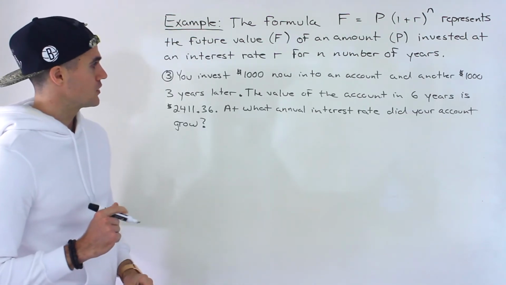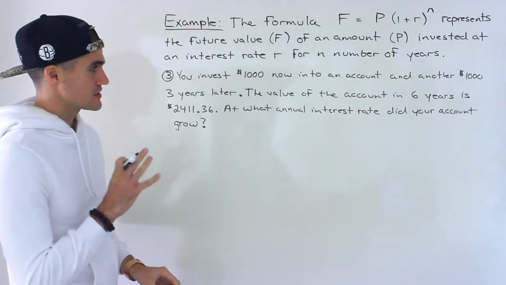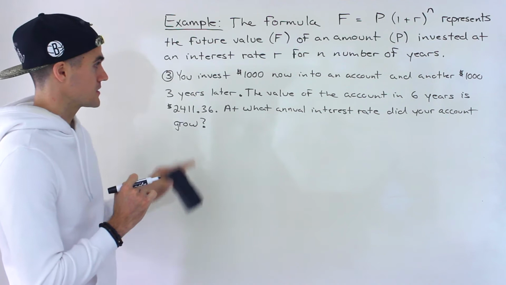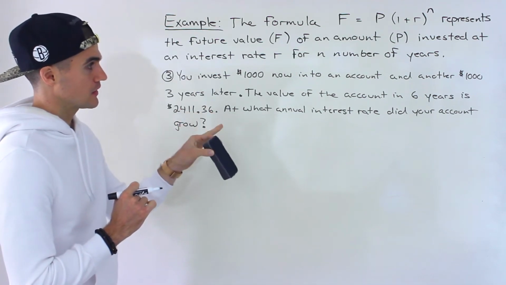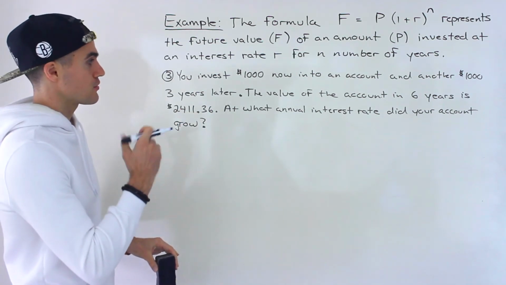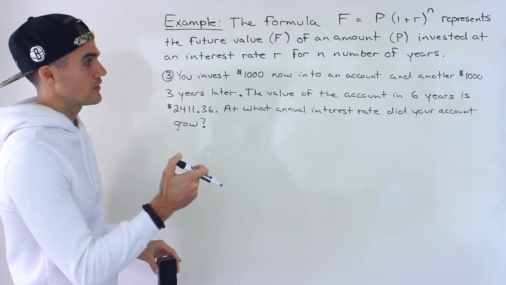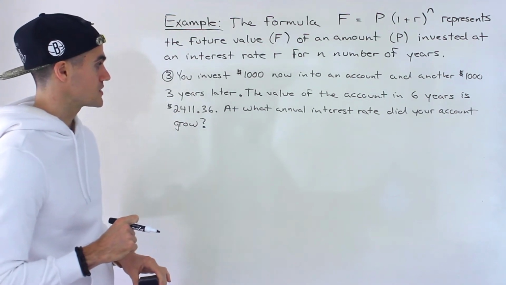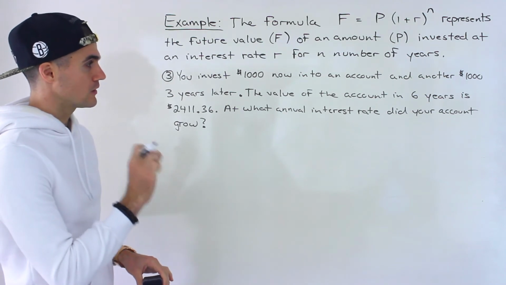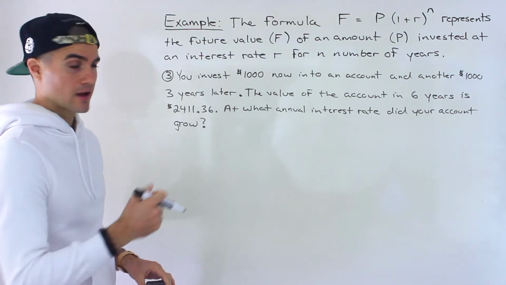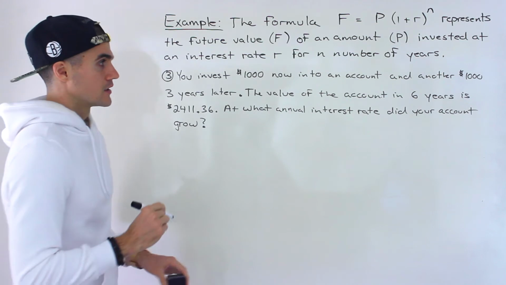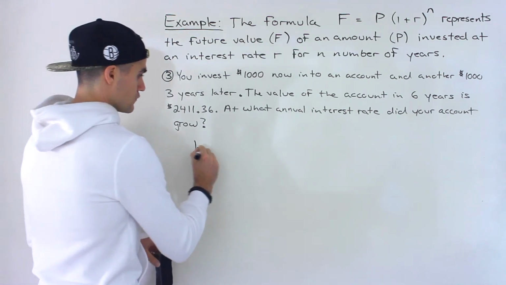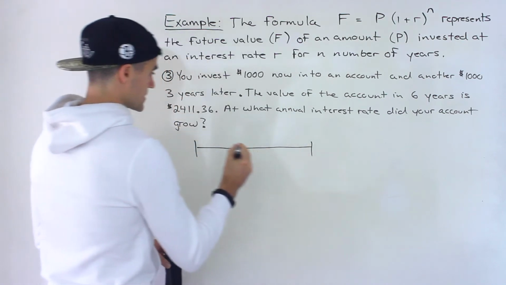And finally, moving on to the third scenario. This is going to be the toughest one. There's going to be a lot of algebra in this one, as a heads up. So you invest 1,000 now into an account, and then another 1,000 3 years later. The value of the account in 6 years is this amount, $2,411.36. At what annual interest rate did your account grow? So before setting up the equation here, I actually want to show you visually first what's happening.